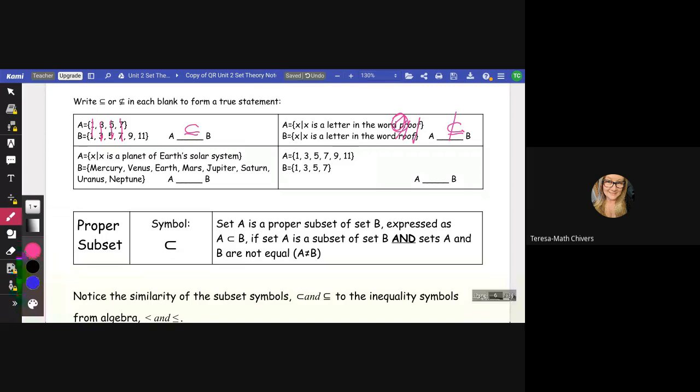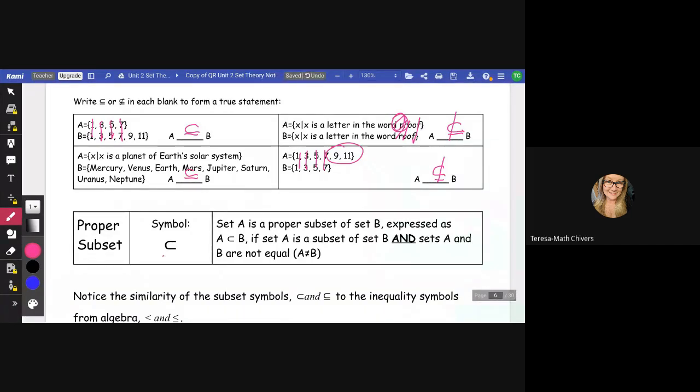The next one says A is the set of X such that X is a planet of our solar system. Mercury, Venus, Earth, Mars, Jupiter, Saturn, Uranus, Neptune. 1, 2, 3, 4, 5, 6, 7, 8. I believe that's all of them. So yes, it is a subset. A subset can be everything. A is not a subset of B. These match, but these are not in B.